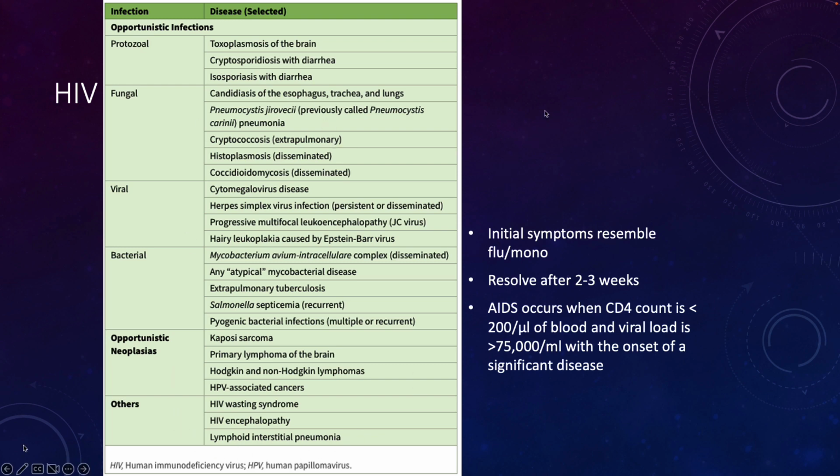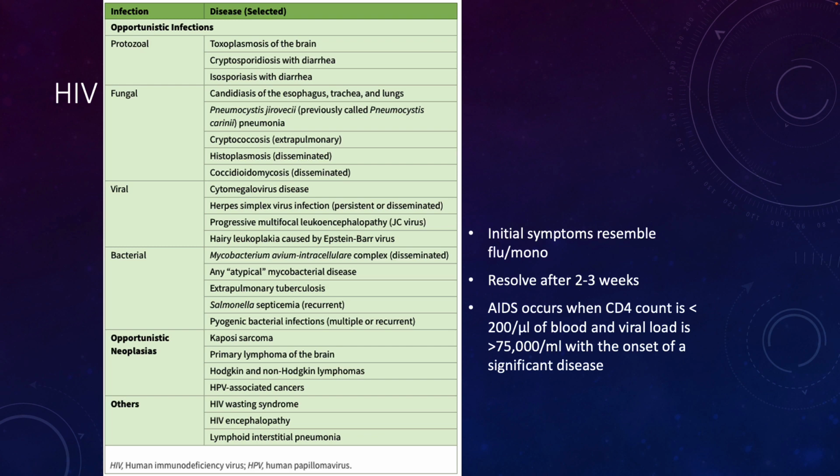Some of the opportunistic infections that patients can get are listed here. I'll let you look at this at your convenience. But there are cancers, Kaposi sarcoma, HPV-associated cancer, non-Hodgkin's lymphoma, lots of fungal infections, protozoal infections, some of these viral infections. So lots of weird infections, or infections that shouldn't make people sick but actually do. The initial symptoms in that acute phase of the disease resemble the flu or even mono, and they'll resolve after a couple of weeks. Most patients won't think, flu-like symptoms, I probably have HIV. They'll think, flu-like symptoms, I probably have the flu, especially because it goes away.